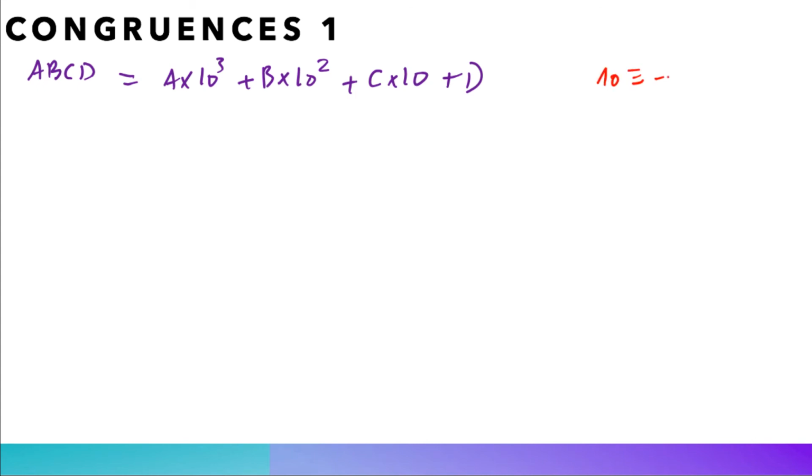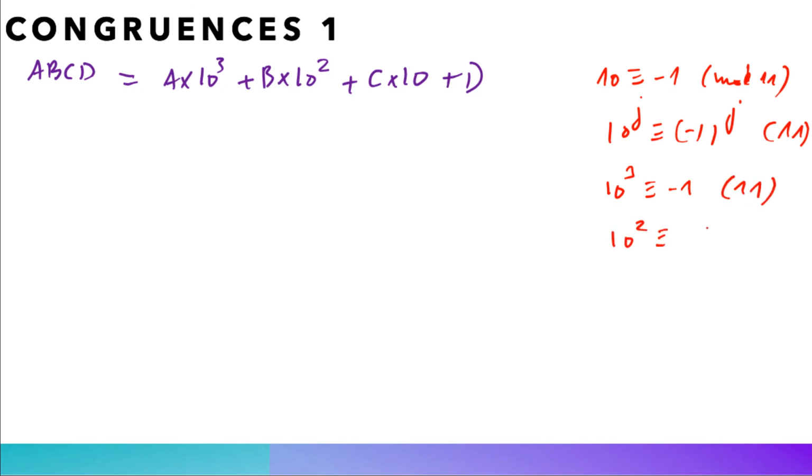Let us prove this with numbers of the form abcd. Indeed, we have that abcd is equal to a times 10 cubed plus b times 10 squared plus c times 10 plus d. But modulo 11, we know that 10 is congruent to minus 1 modulo 11, which yields that 10 to the j is congruent to (minus 1) to the j modulo 11. In particular, 10 cubed is congruent to (minus 1) cubed, which is minus 1 modulo 11, and 10 squared is congruent to (minus 1) squared, which is 1 modulo 11.